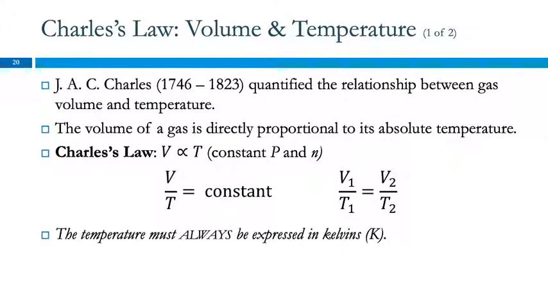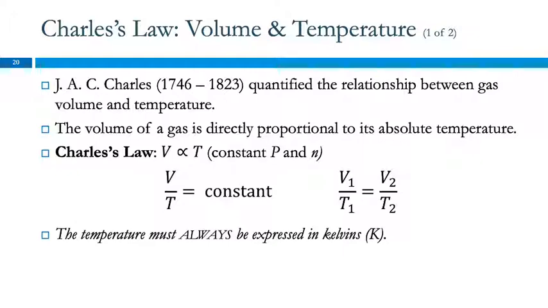Okay, second simple law, Charles' law. Charles studied the relationship of volume and temperature. This guy lived in the 1700s and 1800s. Again, this stuff happened a long time ago. So he looked at the relationship between volume and temperature of a gas, and he found that the volume of a gas is directly proportional to its absolute temperature.